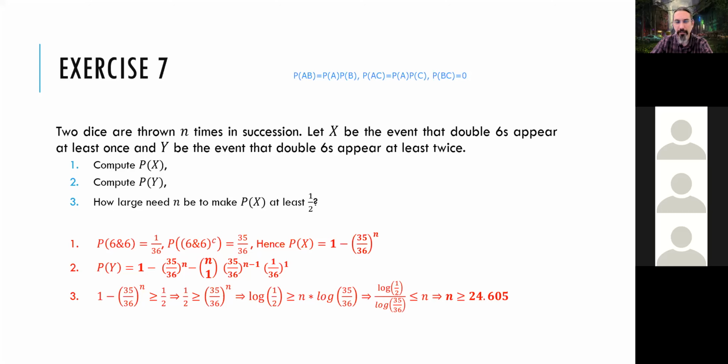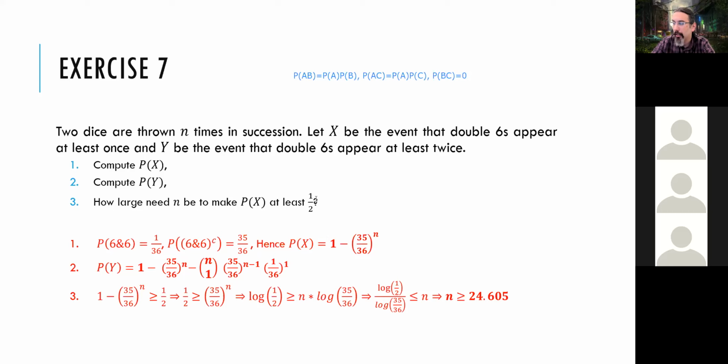The third one: how large need n be to make P(X), the value we have found in the first one, at least 1/2? Now, as you can see here, for the first one, as n grows, this value gets smaller. As this value gets smaller, this part, the P(X), gets bigger. Because if n was 0, which is not possible, but just roll with it, then this value would be 1, and 1 minus 1 is 0. When n is 1, this is 1/36. When n is 2, this is somewhere between 1 and 2/36. And it keeps growing, because the minus part is getting smaller.